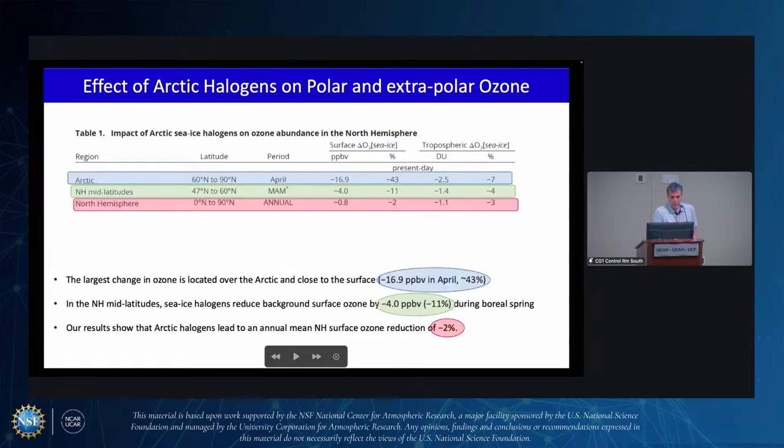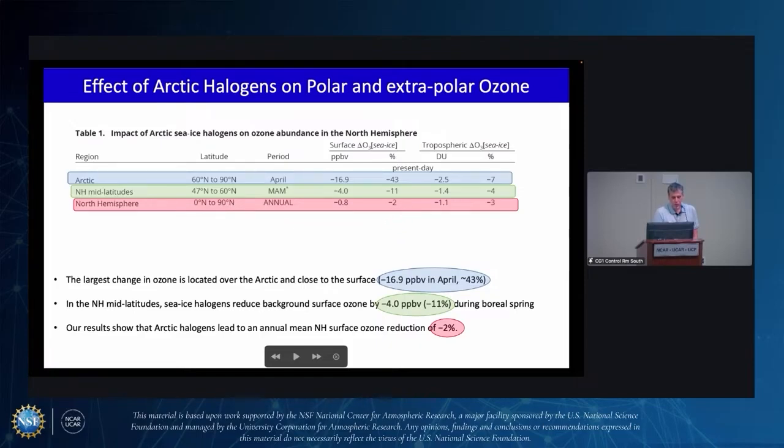So to compare these results in the latitudinal bands I mentioned before, the light blue is the Arctic latitudinal band, where we can see a maximum reduction of about 16 to 17 ppt, which is about 40% of the surface ozone in this region. If we focus on the northern hemisphere mid-latitudes, that reduction can reach up to 11%, which is 4 ppb on the spring monthly mean that we get in the model. And if we go to the northern hemisphere annual mean, this only represents 2%.